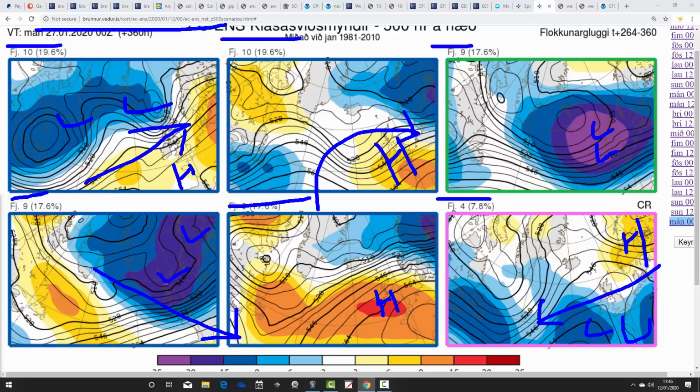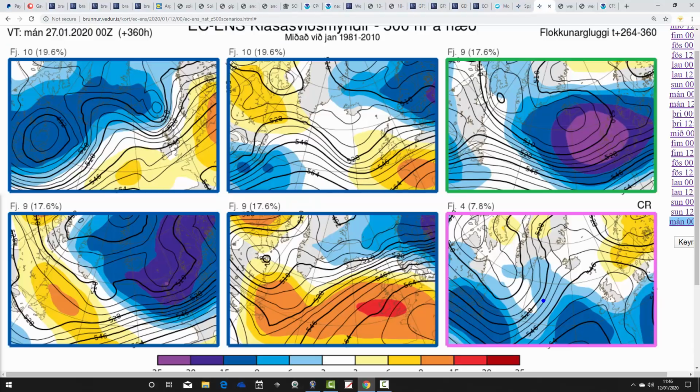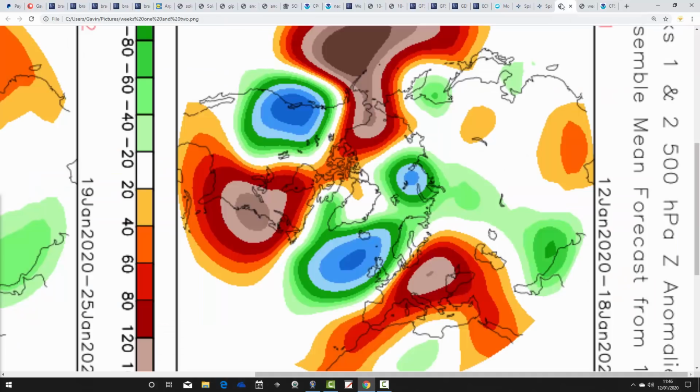So it looks like getting to the last week of January, we're probably, if anything, trending towards more unsettled conditions once again. Nothing definitively cold within those options, I have to say. Possibility of a cold snap, but nothing absolutely certain at this point.